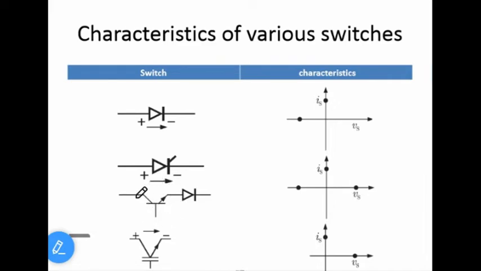BJT is in off condition. There is no current passing through the BJT. Therefore, your characteristics lie on the positive x-axis, and the voltage across the switch is equal to the applied voltage. Therefore, you are getting a point like this here.